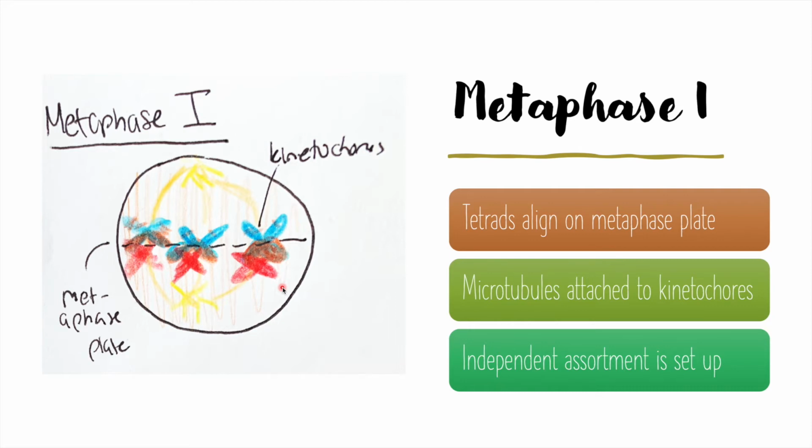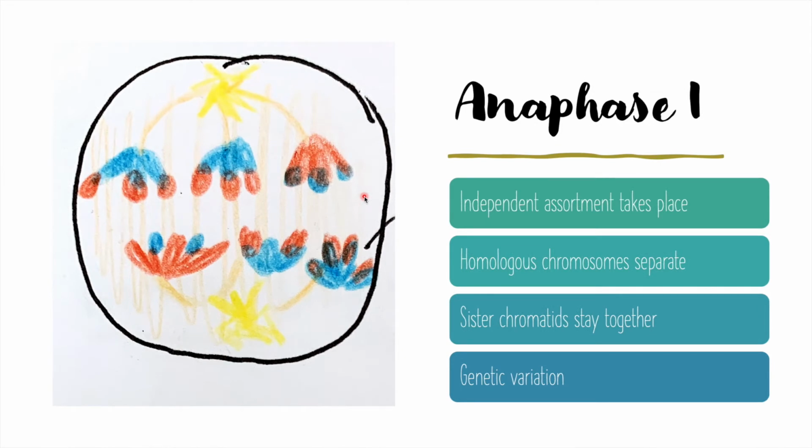In anaphase 1, independent assortment occurs, where homologous chromosomes separate and move towards opposite ends of the cell. Notice that the sister chromatids stay together. You will see that each end of the cell has a mix of maternal and paternal genes as a result from independent assortment and crossing over.